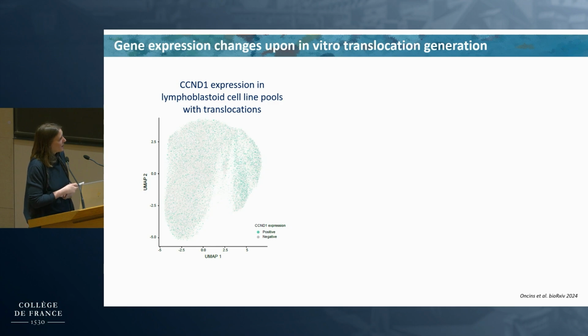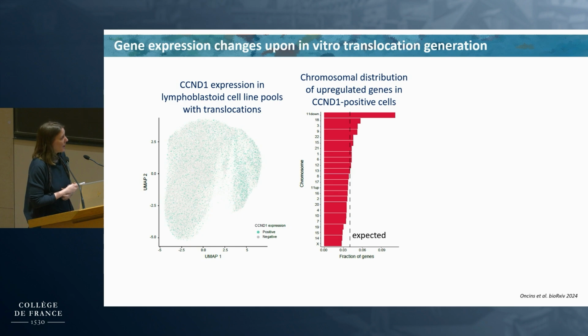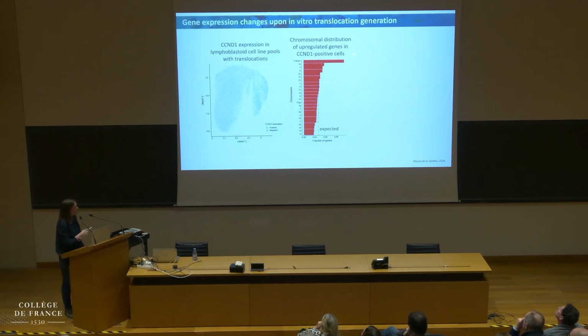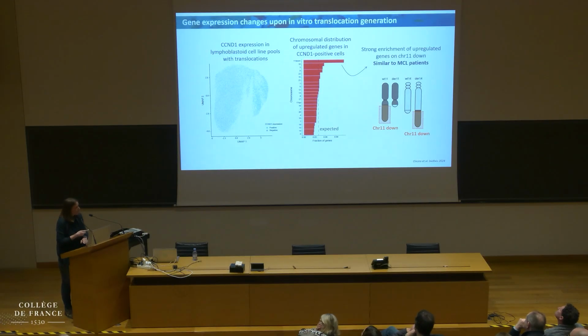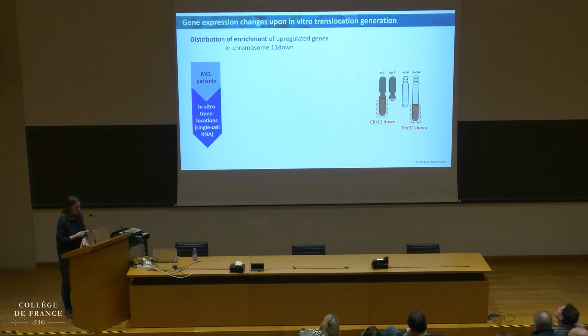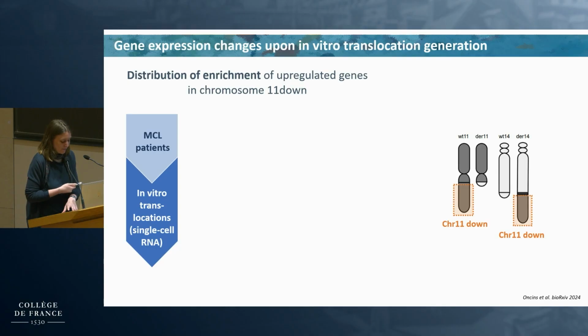So then we compared the cyclin E1 positive cells with the cyclin E1 negative cells, and we look for upregulated genes, and then we see again the same plot as we saw before. We did a chromosomal distribution of the upregulated genes in the cyclin E1 positive cells, and then you see here again that there's a large fraction of upregulated genes on chromosome 11 down, which is basically actually already what we saw before in the mantle cell lymphoma patients.